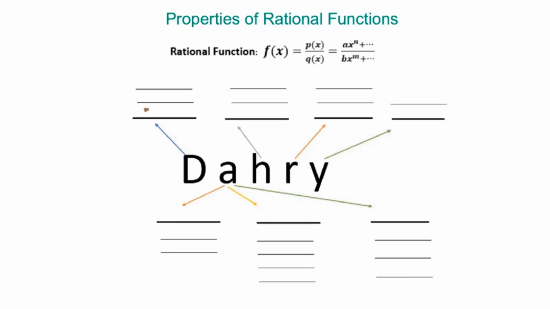D stands for domain. A stands for asymptote line: the vertical asymptote line, the horizontal asymptote line, and then the oblique asymptote line. H stands for the hole of rational functions. R stands for root. Y stands for y-intercept.